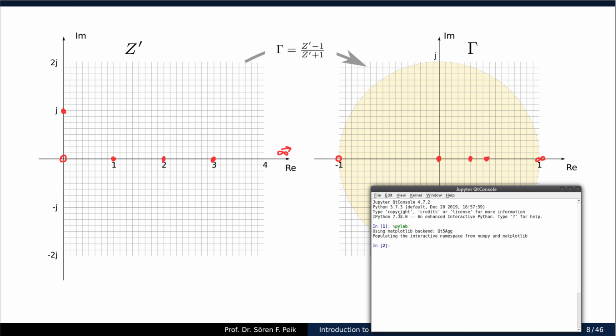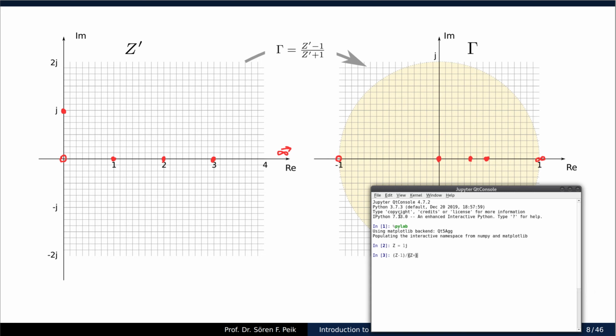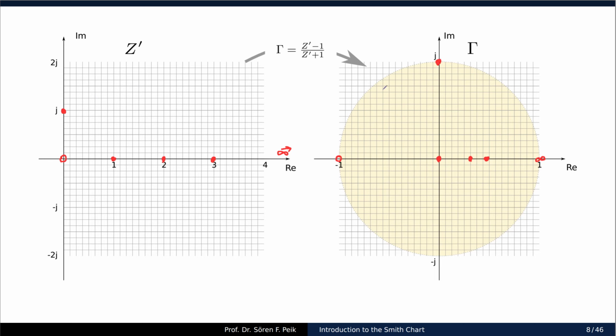For example, I want to calculate the gamma value for z of 1j. A z of 1j becomes a gamma value of z minus 1 over z plus 1. That's the one missing. It's 1j. So 1j as gamma value stays 1j. That's interesting. So this j becomes here this value. Or minus j, doing the same calculation, becomes actually here minus j.